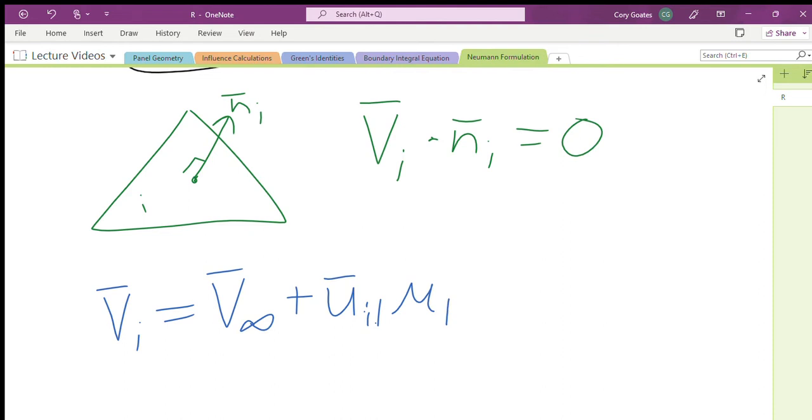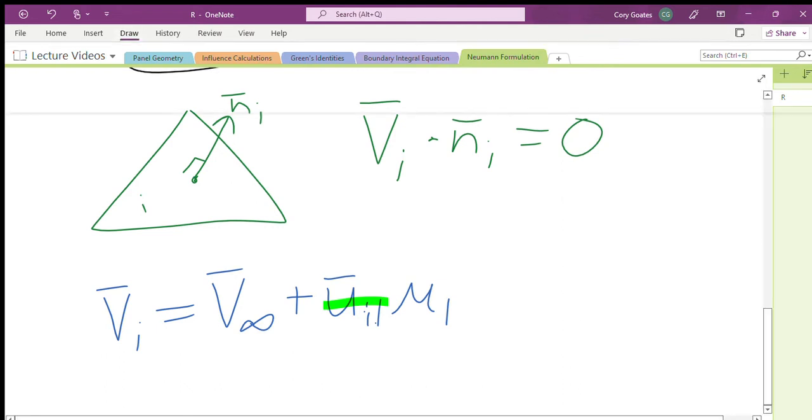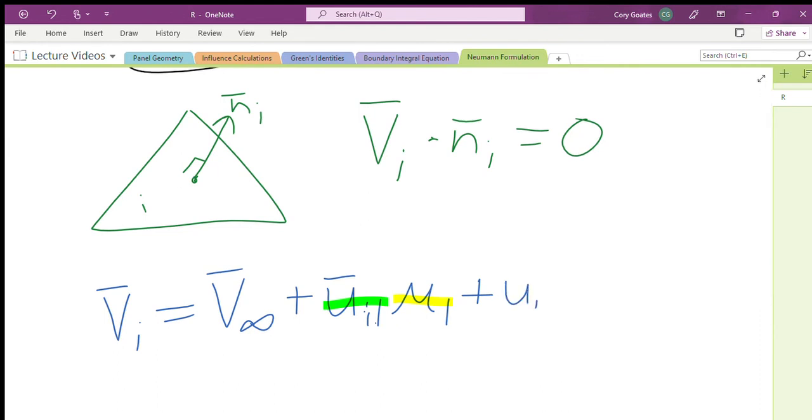Okay, so this term right here is a unit induced velocity. In calculating that, we assume the doublet strength is 1. And then here we multiply it by the actual doublet strength on panel 1 to get how much velocity we're actually inducing here. Well, panel 1's not the only one. We've got panel 2 as well. So we can have panel 2 inducing a velocity on panel I, and that'll be times mu_2 plus, and that'll keep going through all of our panels.